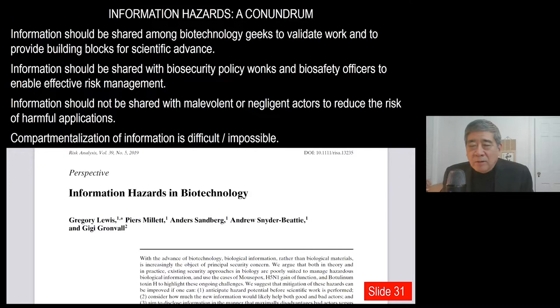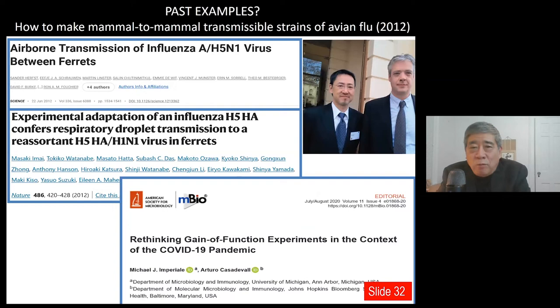To what extent do we need to worry about this in information technology and in biotechnology? The answer is we do. Some recent examples, a past one, way back, not quite 10 years ago, we had research taking place on the creation of mammal-to-mammal transmissible strains of avian influenza. You can see the photograph in the upper right, a responsible scientist, Kawaoka at the University of Wisconsin, and another scientist, Fouchier from Erasmus.